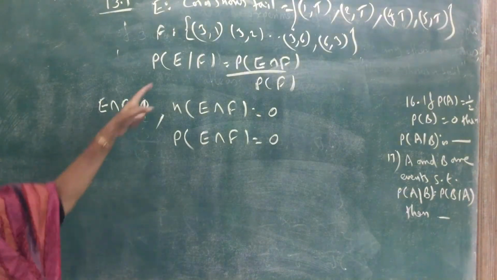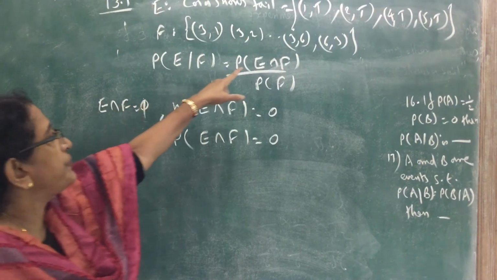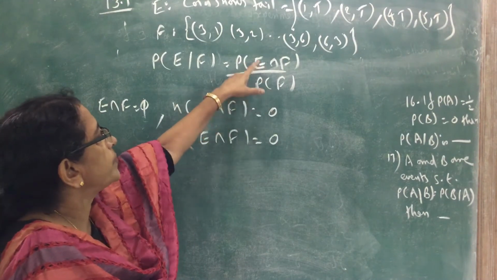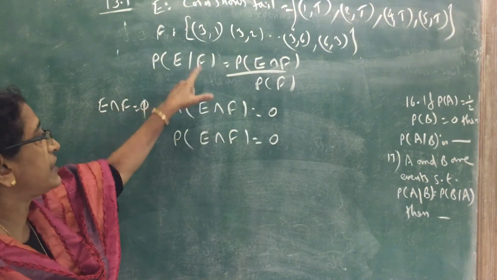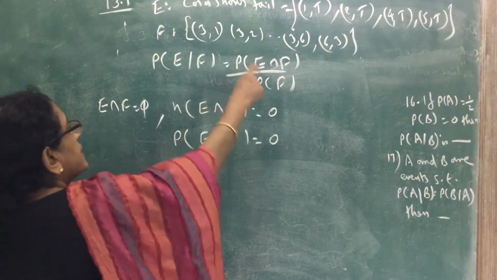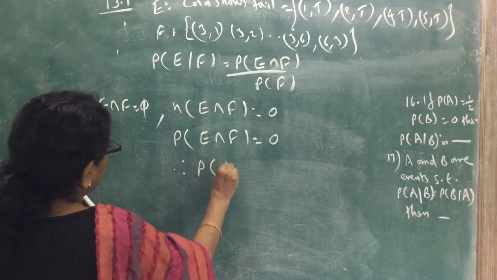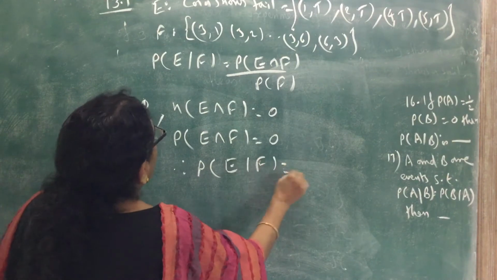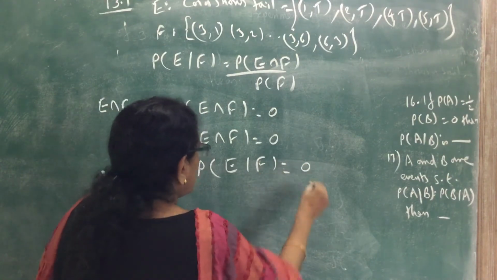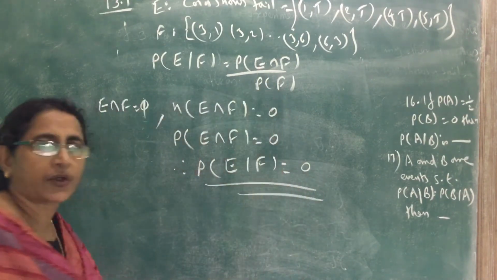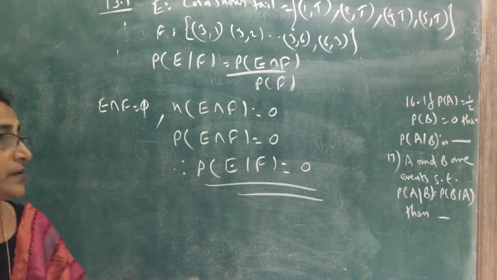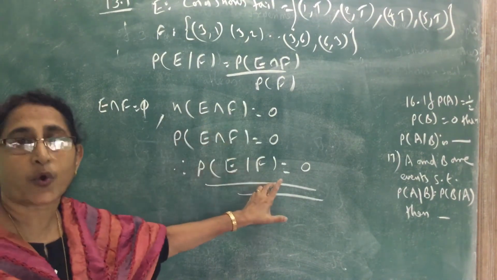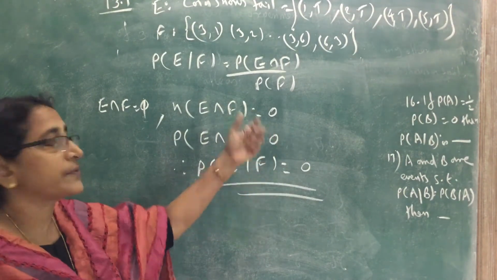So in that case, what is probability of E given F? If the numerator is 0, then whatever the probability of F is, probability of E given F will be 0 since the numerator is 0. Therefore, probability of E given F equals 0. So there is no need to find the other probability.